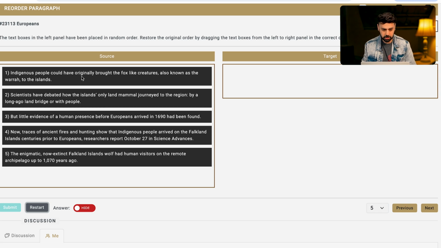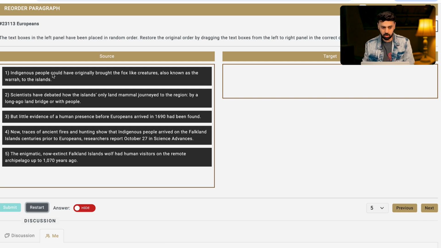Indigenous people could have originally brought the fox-like creatures, also known as the Varha, to the islands. Okay, so basically it's talking about the people who were indigenous to the region. We don't know which region it is yet. And they're saying they could have brought the fox-like creatures called Varha to the islands. Now let's read number 2. Scientists have debated how the island's only land mammal journeyed to the region. To the region, that is something which I want you to keep in mind though. By a long ago island bridge or with people.